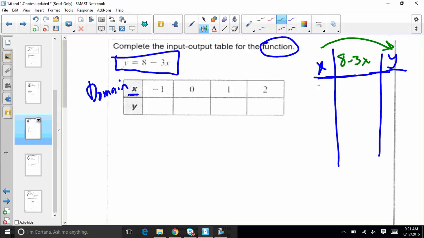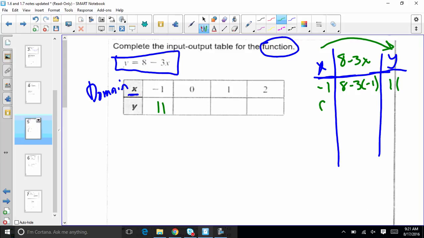If my input is -1, then I will take 8 minus 3 times -1. If I evaluate that correctly, 3 times -1 is -3, and 8 minus -3 is 8 plus 3, which becomes 11. So if the input is -1, then the output is a positive 11.